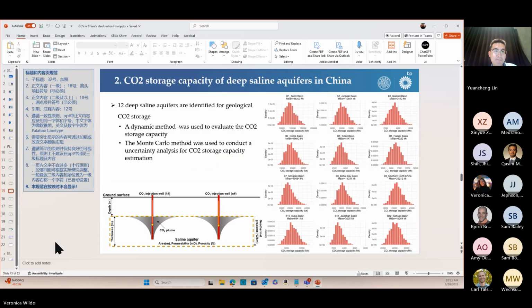Okay, last slide. Let's turn to the second work, that is the estimation of CO2 storage capacity in China. Here, based on some previous studies, we select 12 deep saline aquifers to use for geological CO2 storage, and we estimate the CO2 storage capacity in these 12 deep saline aquifers, using estimation methods and models from previous studies. So in the second part of this work, we estimate the CO2 storage capacity. Okay, next slide.